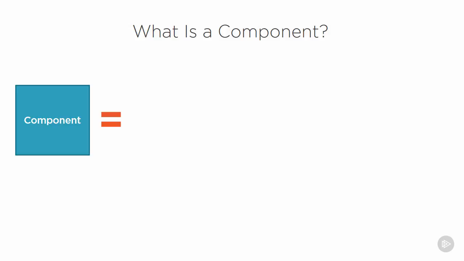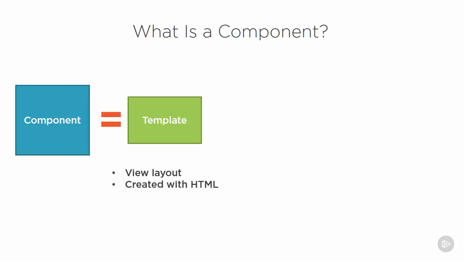An Angular component includes a template, which lays out the user interface fragment defining a view for the application. It is created with HTML and defines what is rendered on the page. We use Angular binding and directives in the HTML to power up the view. We'll cover binding and directives in a later module.